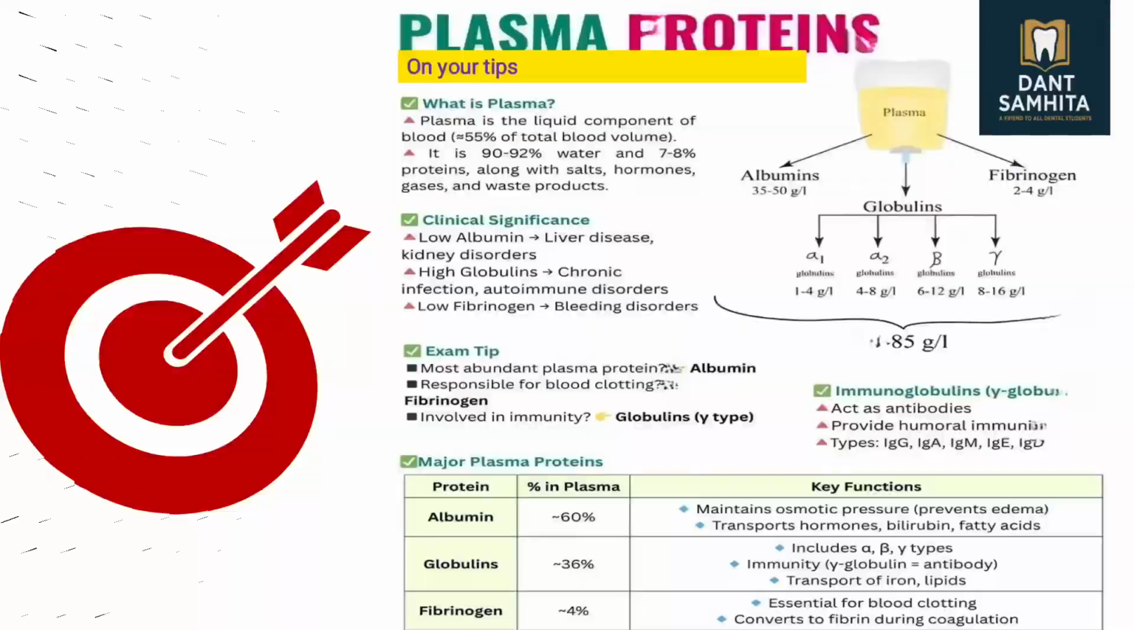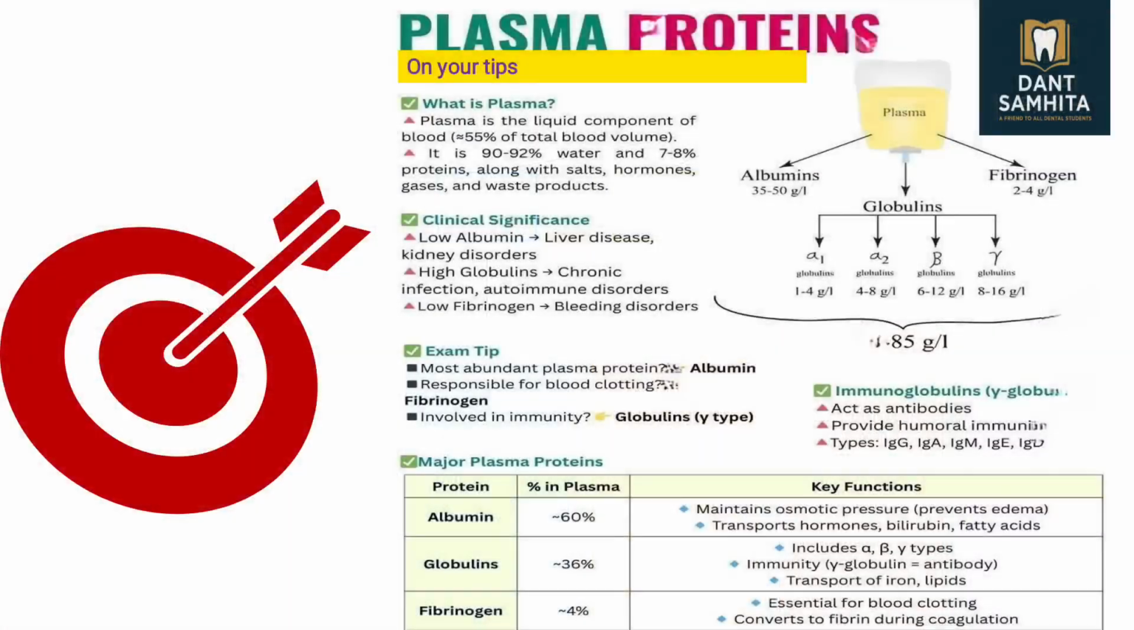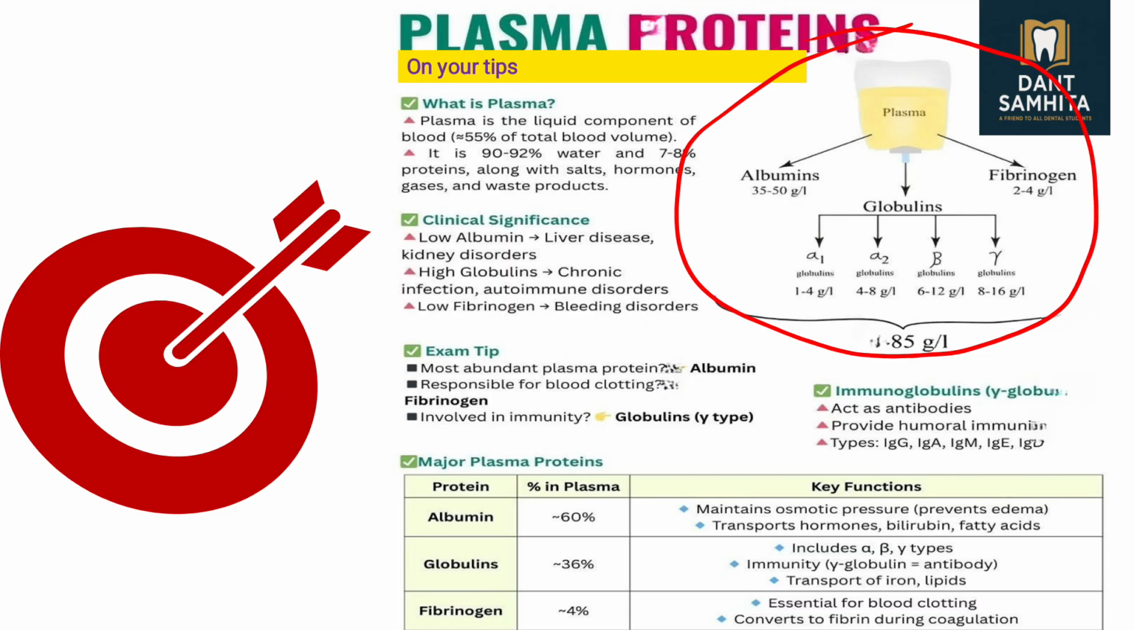What are the different forms of plasma proteins that are present? If you see here, the plasma protein is mainly divided into three forms: albumin, globulin and fibrinogen. Albumin is 35 to 50 gram per liter, globulin averages 0.85 gram per liter, and fibrinogen is 2.2 to 4 gram per liter.